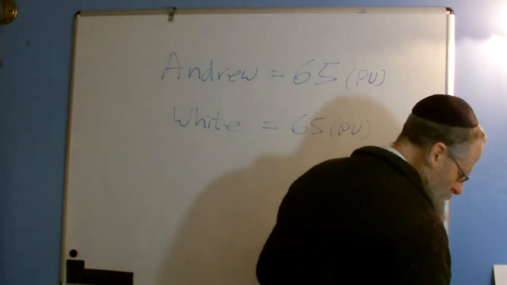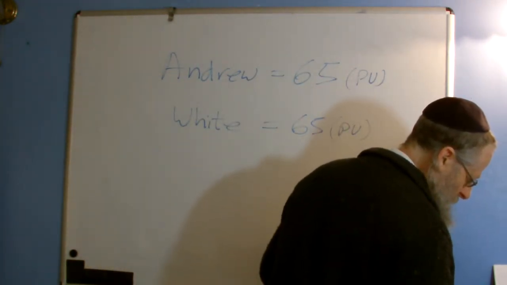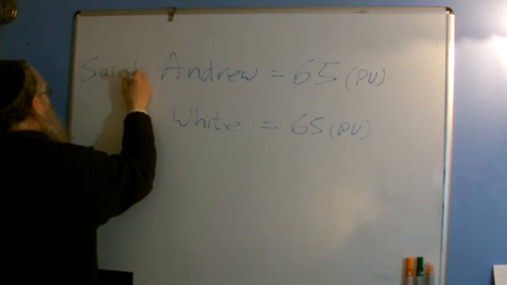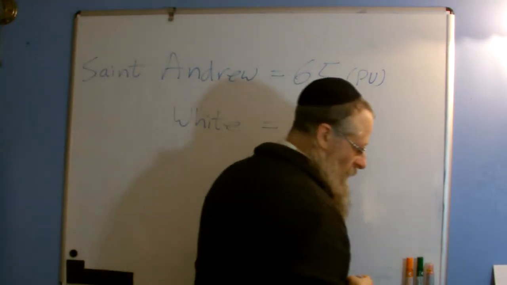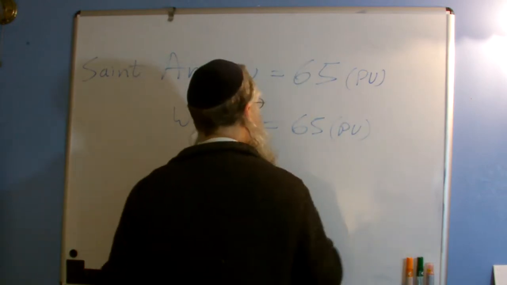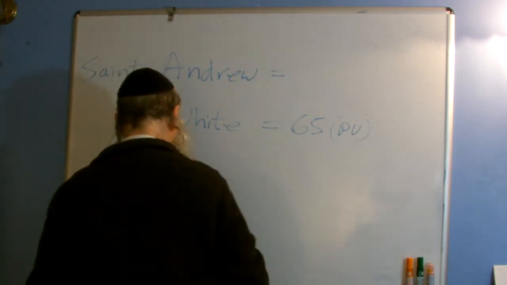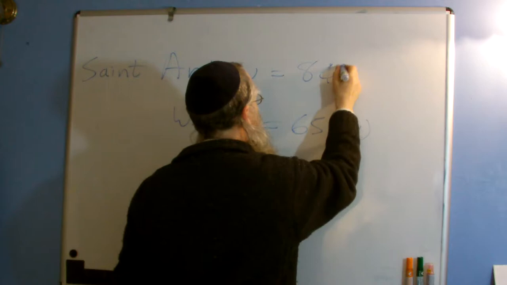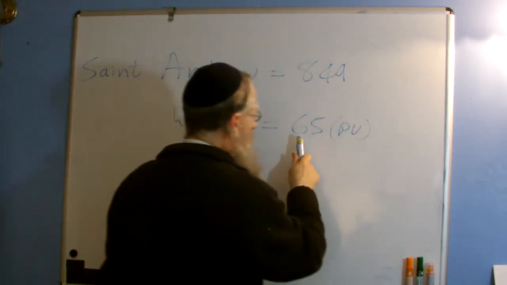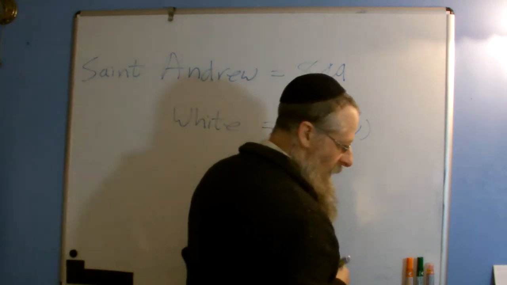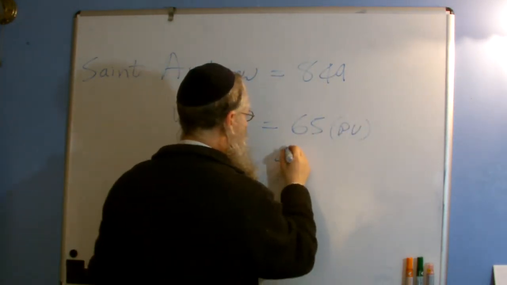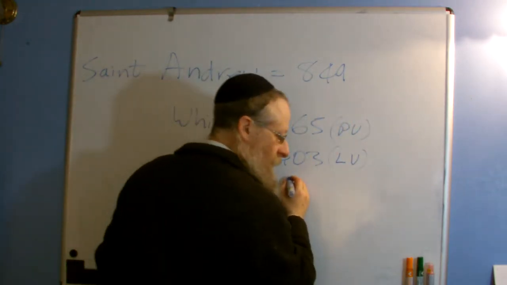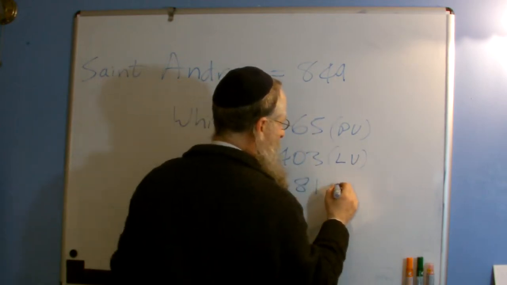Next, we're going to look at St. Andrew. I'm just going to put St. Andrew here. So we've got two words now, St. Andrew, and we're going to use the large value, which we haven't used for Andrew, so we'll rub that off. The large value of St. Andrew, that's together, St. Andrew, is 849. Now we've looked at white, the placement value is 65. It has a large value of 403, that's the large value, and it has a normal inner value of 381. That's the normal inner value.